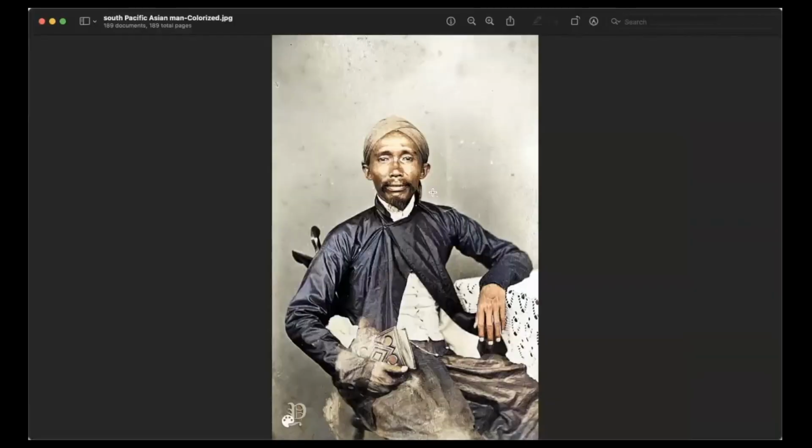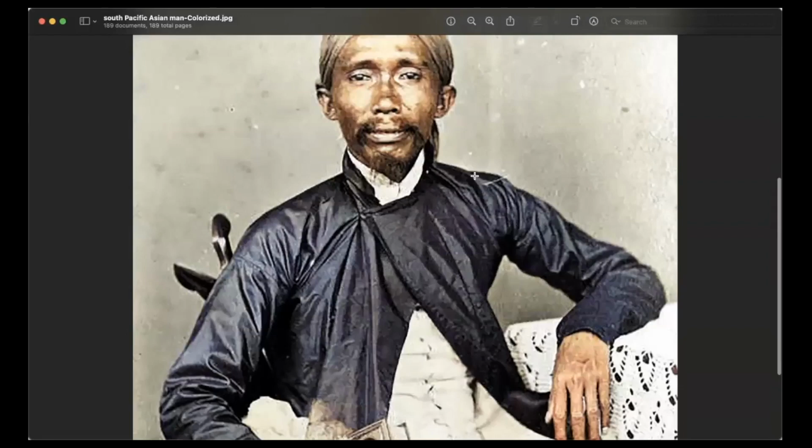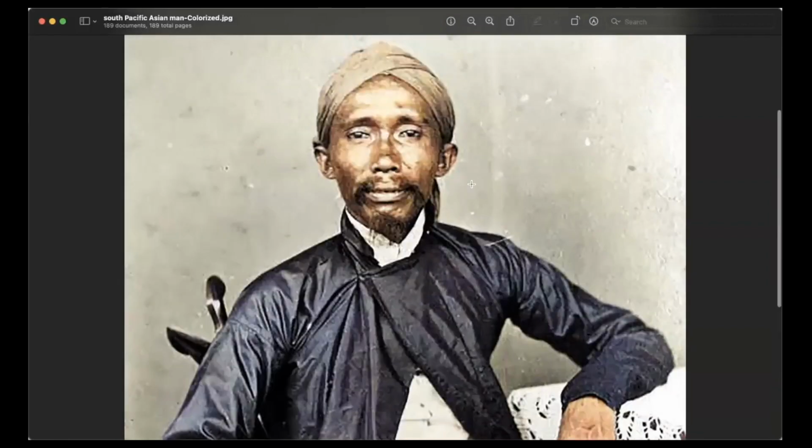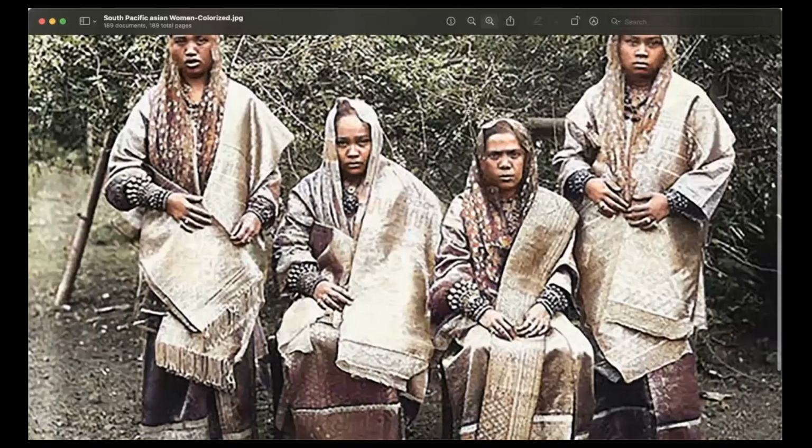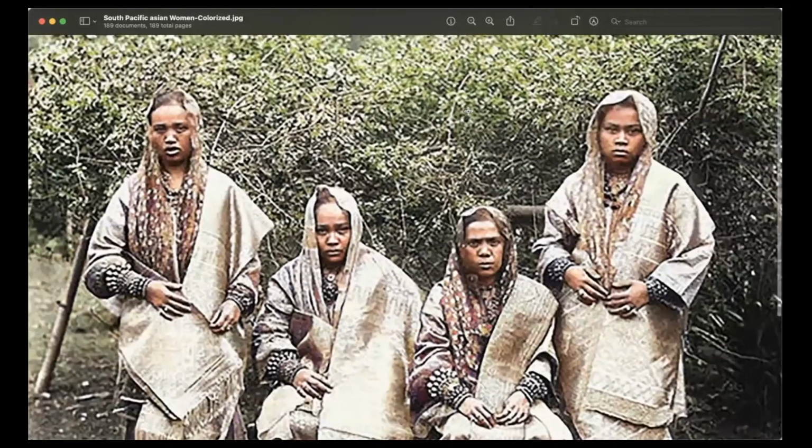Here we have a South Pacific Asian man, another one right here. Not sure of the country, but I thought it was cool when I colorized it. I was like, yup, so swarthy. Here we have South Pacific Asian women, some more. These are some of the ones whose regions I didn't know, but we knew they were from Asia. Again, they don't show us these types of people when we think of Asians.